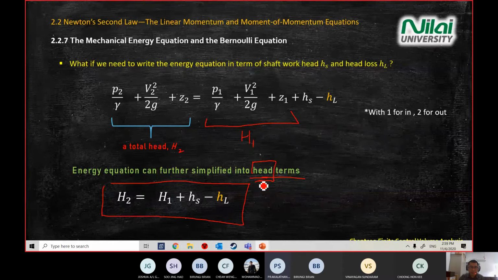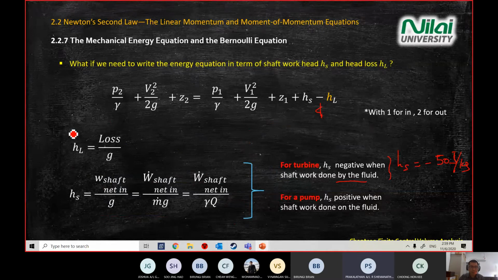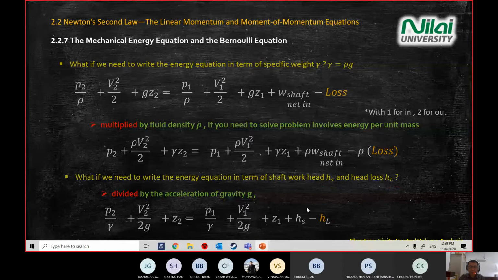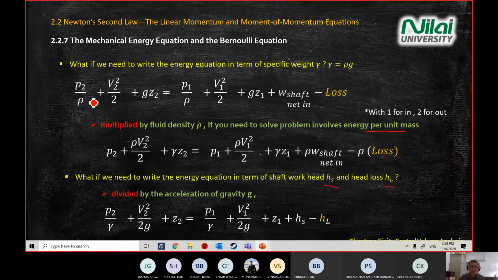This term head, the small HS and HL, is given by this one. HS we derived from this equation. We take our loss and divide by gravity, then we get HS and HL. HL is you take all the loss divided by the acceleration of gravity. HS is you take the work done by the shaft divided by gravity. All these are derived from the mechanical energy equation, by looking at these slides.